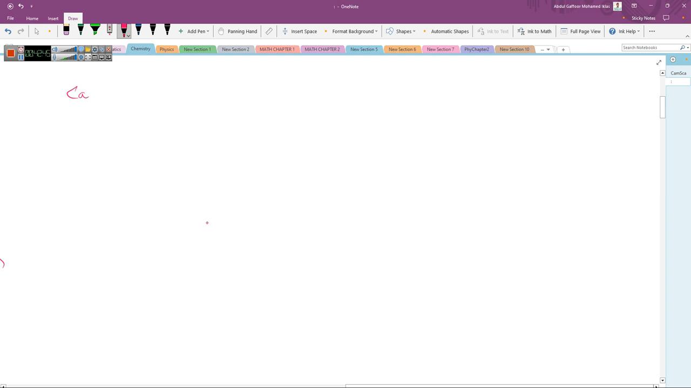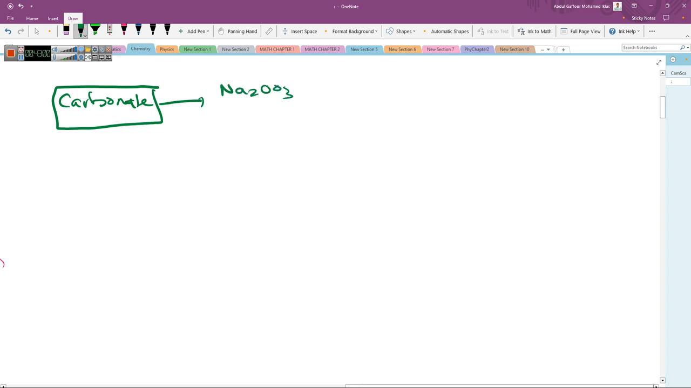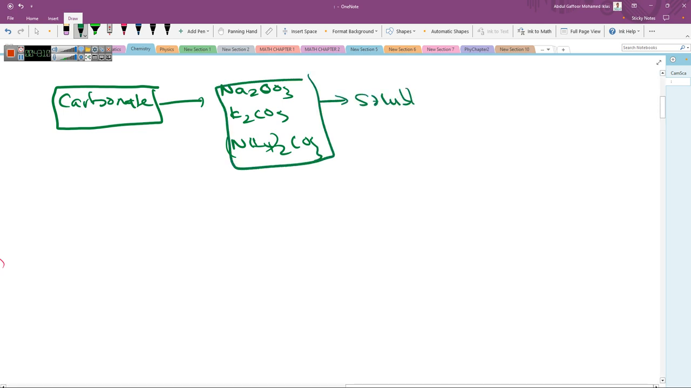Now I will take carbonate, right? What you should know about carbonate is, all carbonates are insoluble except Na2CO3, potassium carbonate and ammonium carbonate, (NH4)2CO3, right? So only these three will be soluble in water. Others will be insoluble.